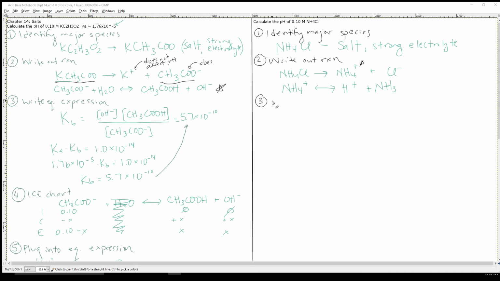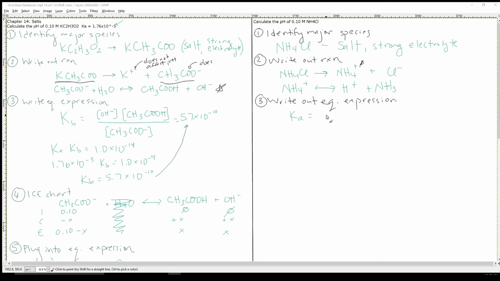Step 3, oops, sorry about that. Write out equilibrium expression. One day I'll go back and redo these videos without all my oopses. So ammonium is releasing a hydrogen. So is it acting as an acid or a base? If it is releasing a hydrogen, it's acting as an acid.